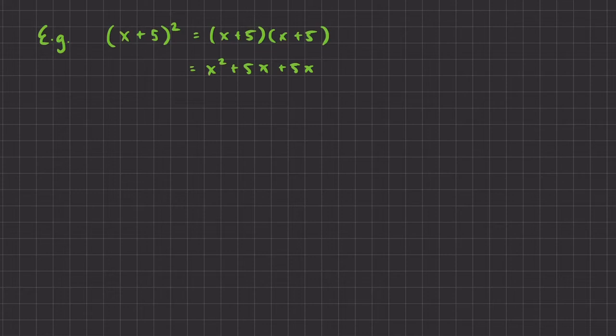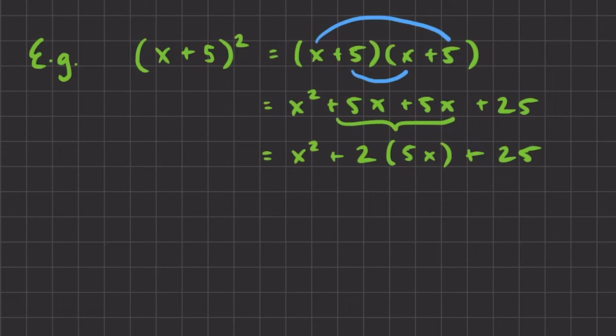25. It's no coincidence that we got 5x plus 5x, because we have the same thing in each set of brackets. One of those 5x's is from this, and the other 5x is from this. So we are definitely going to have two 5x's. So if we like, we could write this as x squared plus 2 times 5x plus 25. The important thing to notice here is that this 5 is equal to the square root of 25. That might seem like a coincidence, but no matter what we do, we're always going to have this relationship.